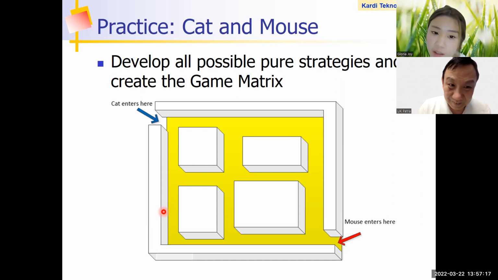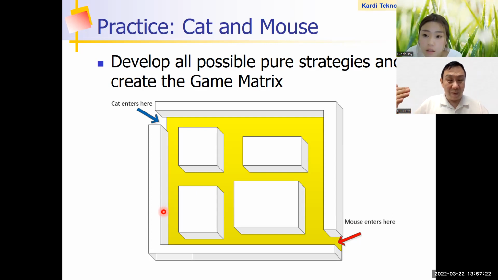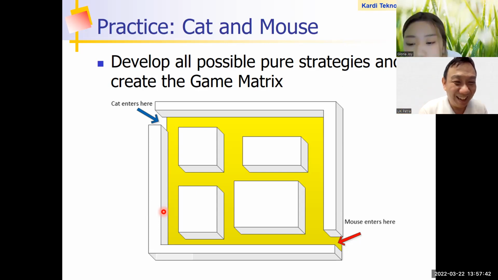The goal is to enter and go out, right? The 3 of them go at the same speed, and only 3 steps. Within 3 steps, if the mouse is caught by the cat, the mouse is dead. In 3 steps, if the mouse is still alive, the mouse will be rescued by the human. Okay, think first before we discuss the answer.